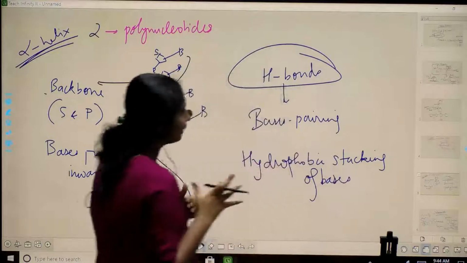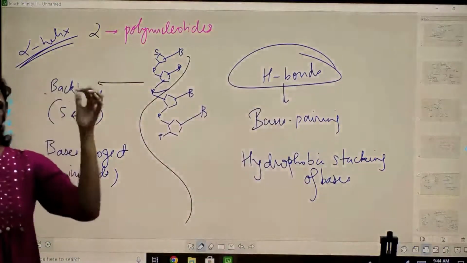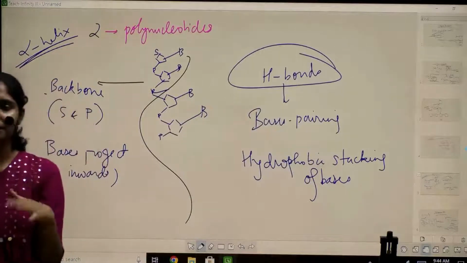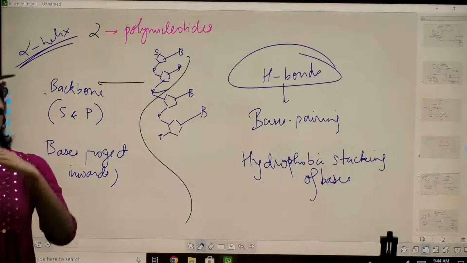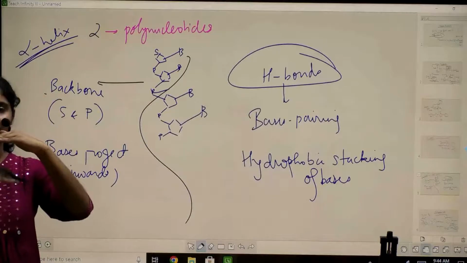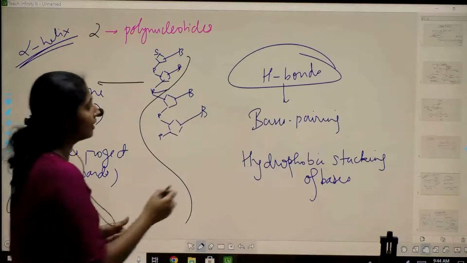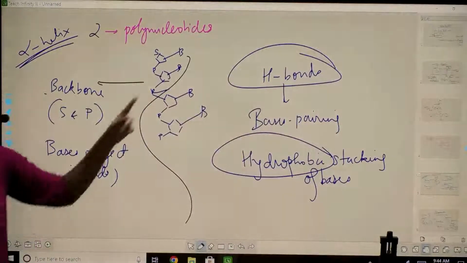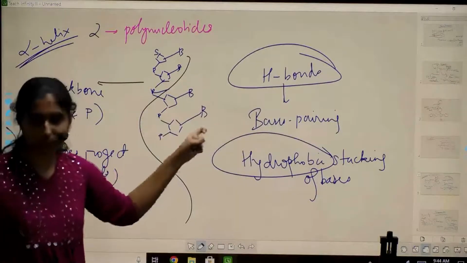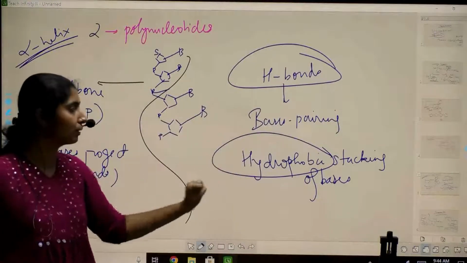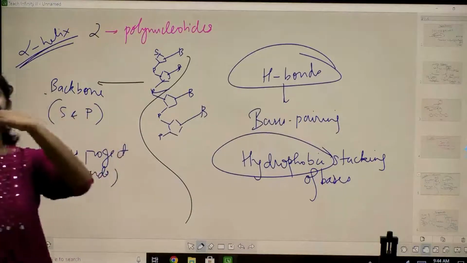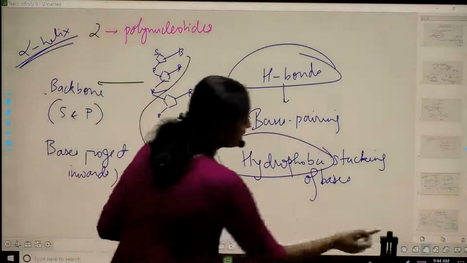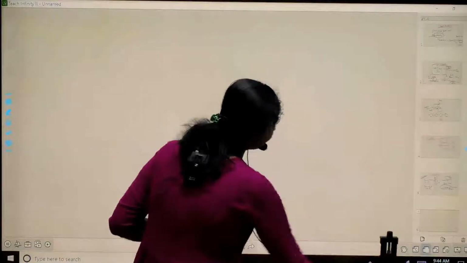So what basically is happening is that all these bases are projected inwards and stacked one upon each other, and these bases are hydrophobic in nature. So when they interact with each other, that again helps to stabilize DNA. For DNA to stabilize, two types of bonds are required: hydrogen bonds that result from base pairing, and hydrophobic bonds that are formed due to stacking of nitrogenous bases. Both these bonds stabilize the secondary conformation of DNA.